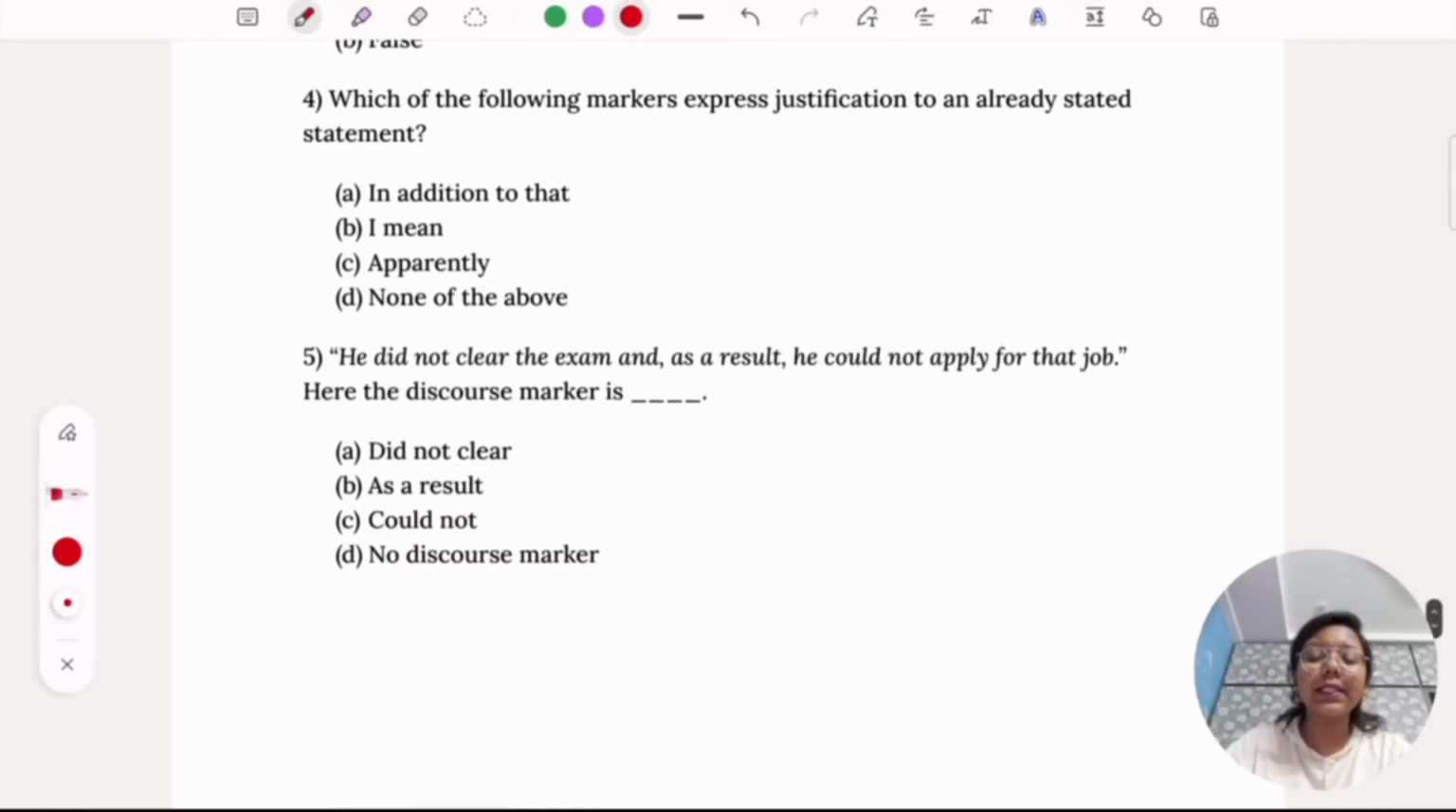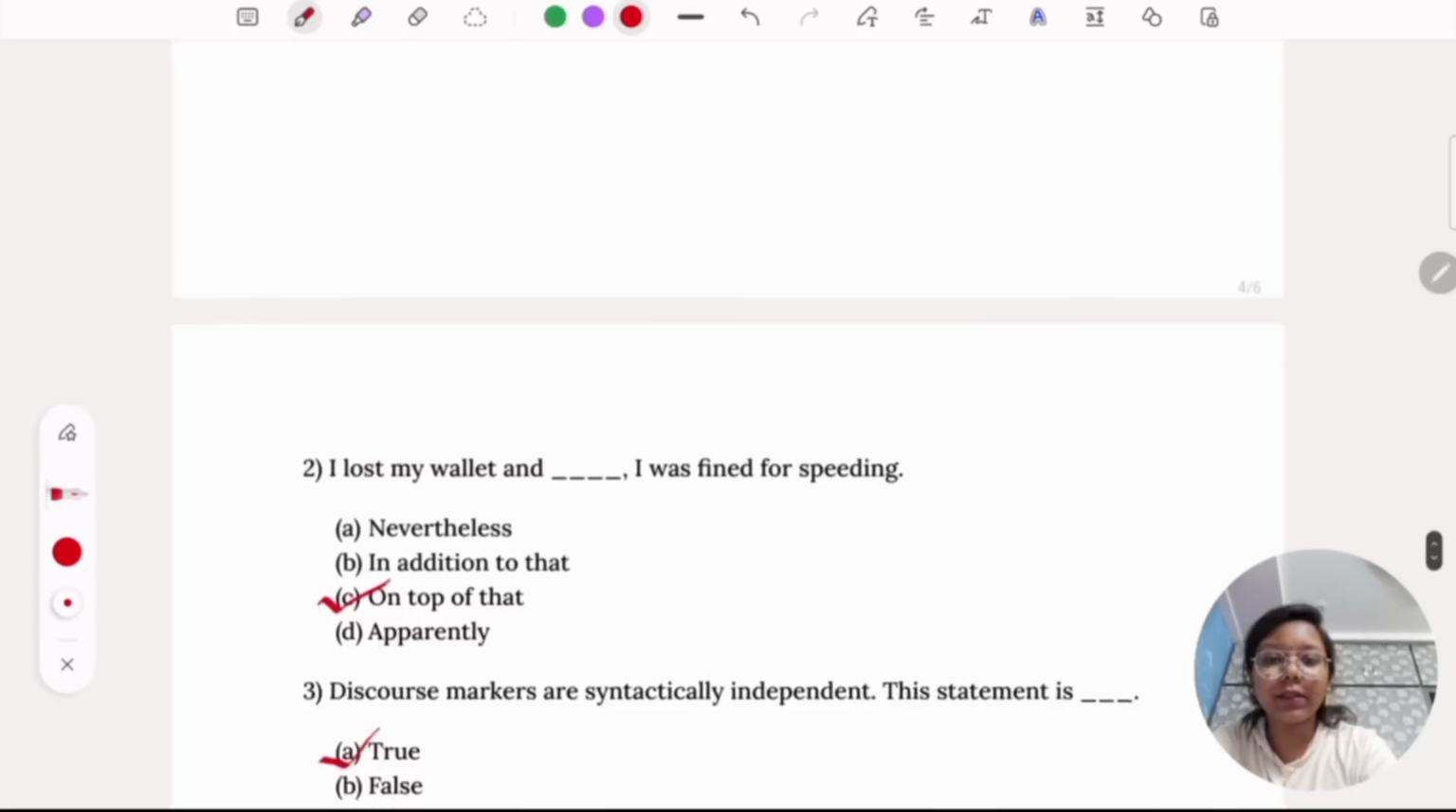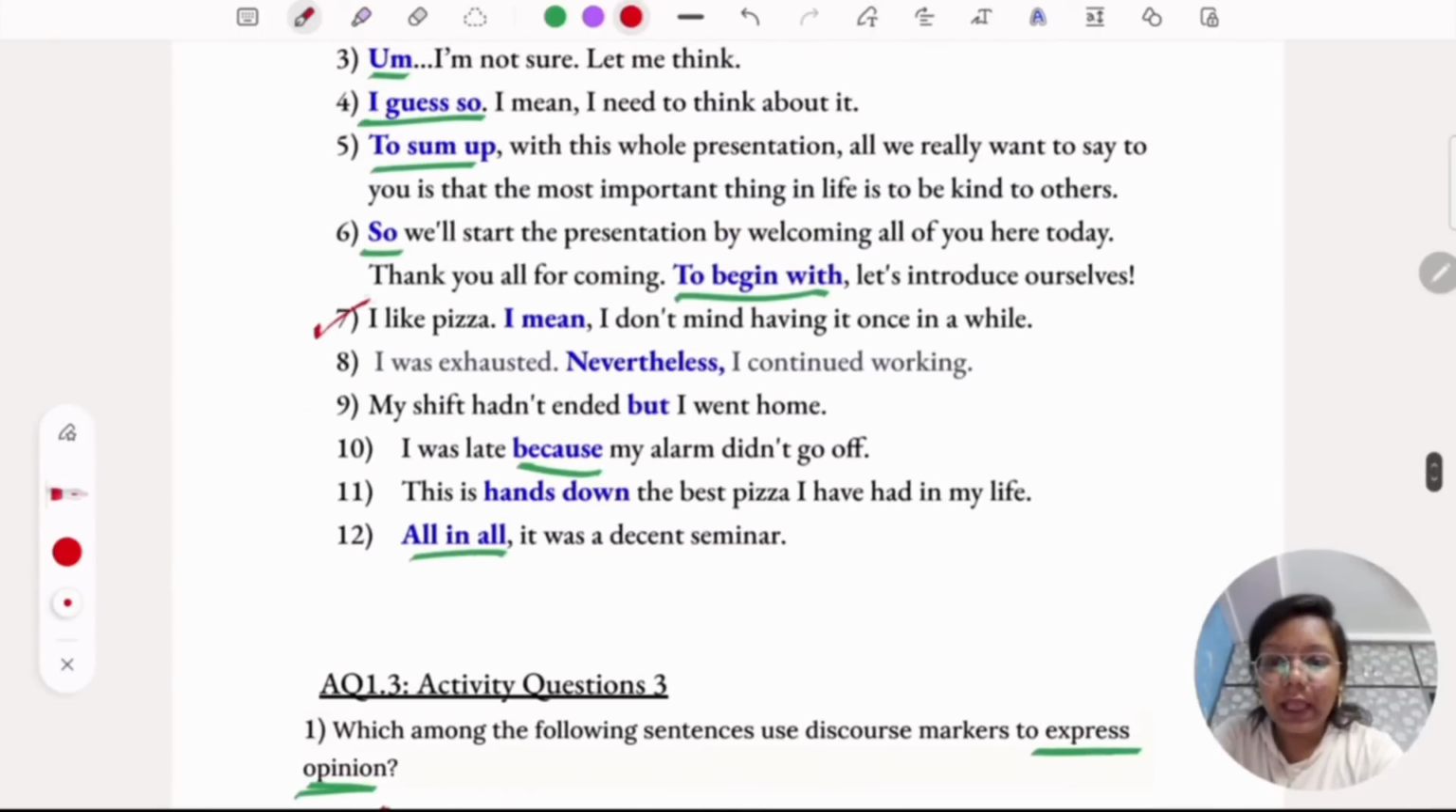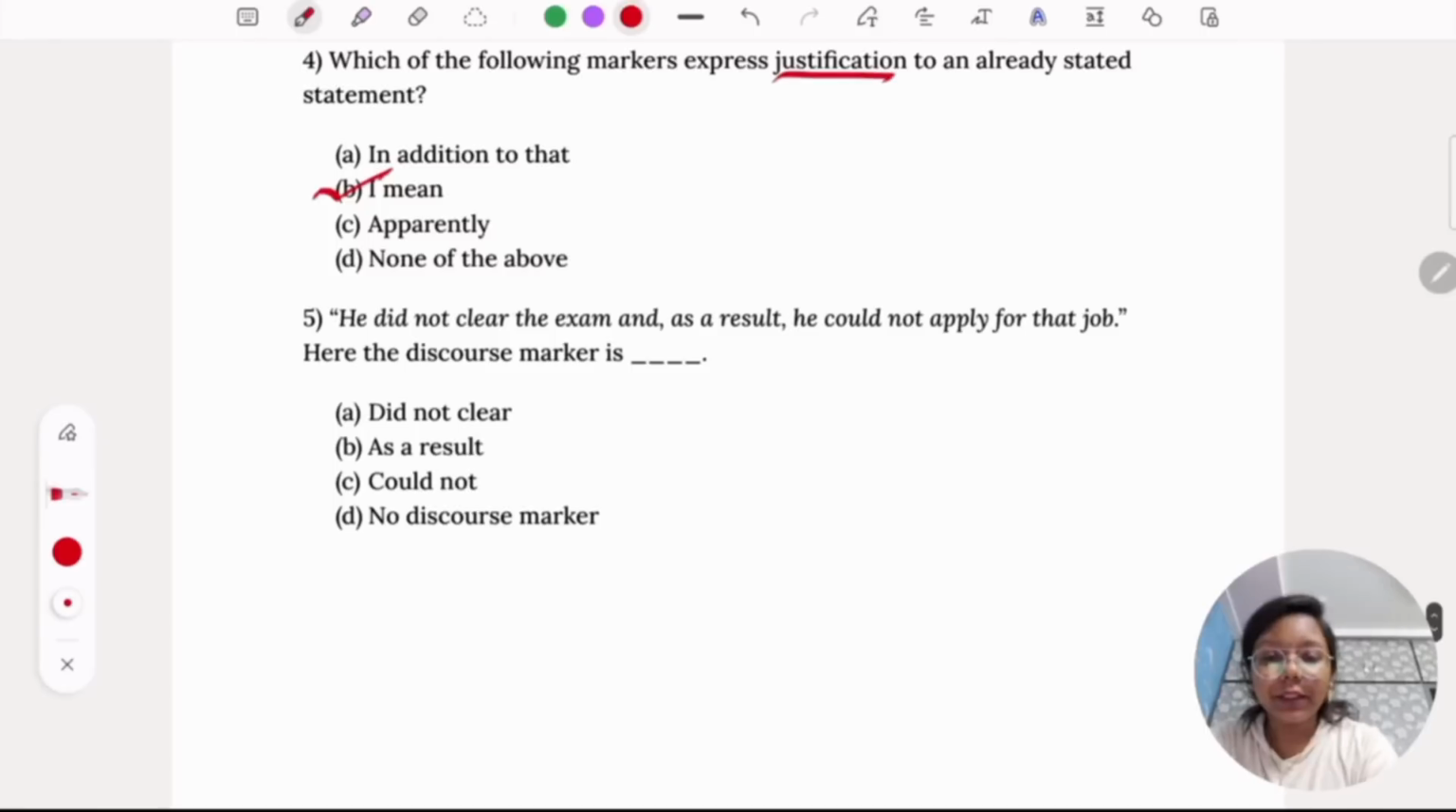Which of the following markers express justification to an already stated statement? Here it is, I mean. There's an example here too. I like pizza. I mean, I don't mind having it once in a while. Here they already said that they like pizza, but they are reasoning themselves, like, I mean, why do they like pizza? So this is used for that. And the fifth one: he did not clear the exam, and as a result, he could not apply for that job. They're asking for the discourse marker, and it's very easy to identify: as a result.